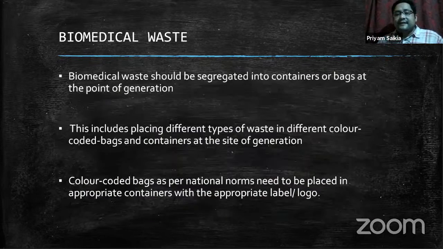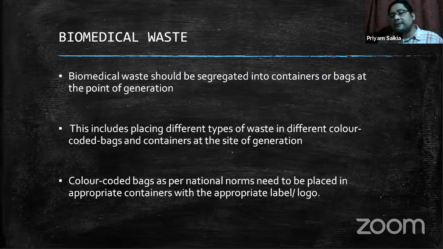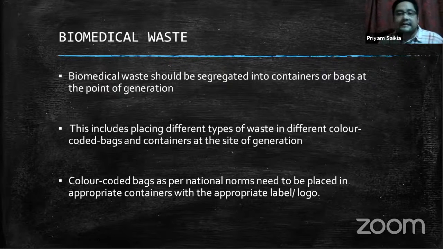Biomedical waste should be segregated into containers or bags at the point of generation, that is, in the operation theater. This should include placing different types of waste in different color-coded bags and containers at the site of generation. These should be placed in such a way that they do not contaminate the sterile surgical field, and the contents of those bags can be taken away through a dedicated corridor which is away from the protected and semi-protected area of the operation theater.